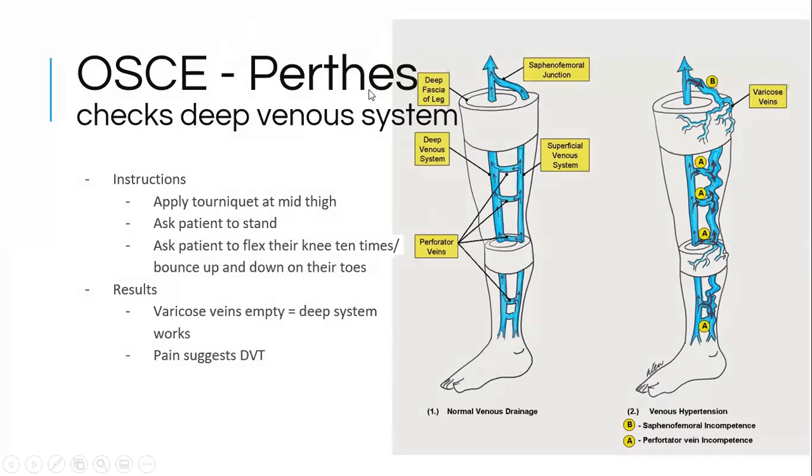This is Perthes test. It can be quite painful if someone does have venous disease, so it's not often carried out. Here, you just slap the tourniquet on roughly at mid-thigh level. You get the patient to stand. You get them to hop up and down on their toes or flex their knees 10 times or just bounce up and down. What you're doing there is you're activating the muscles and you're forcing blood upwards. But the blood can't go up through the superficial system because you've blocked that off with your tourniquet. So it has to go up through the deep system. If the deep system isn't working, they're in a lot of pain. And pain suggests a deep vein thrombosis.